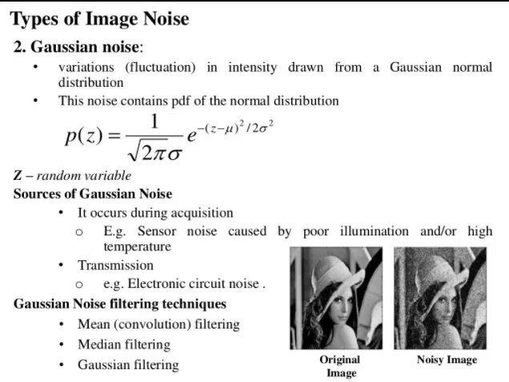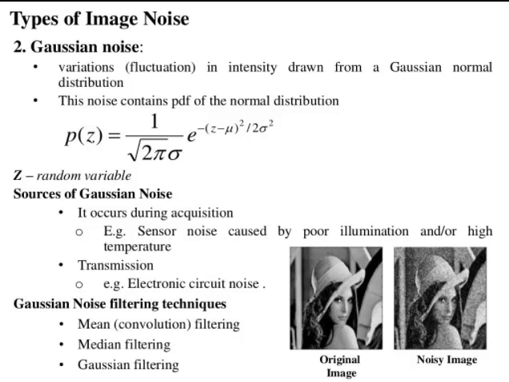The second type of noise is Gaussian noise. For Gaussian noise we again have a probability density function: p of z is equal to 1 upon square root of 2 pi sigma, into e raised to minus z minus mu whole square upon 2 sigma square, where z is the random variable. Gaussian noise is variation in intensity drawn from a Gaussian distribution, which is represented by this probability density function p of z.